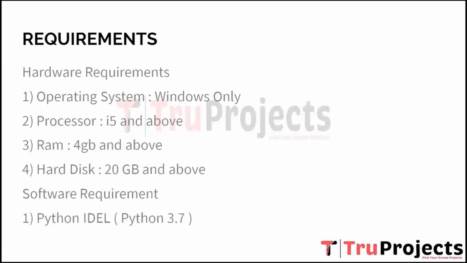So now coming to the requirements part, we have two types of requirements, that are hardware requirements and software requirements. In hardware requirements, operating system as Windows is required, processor i5 and above, minimum 4 GB of RAM is required, hard disk 20 GB and above. Coming to the software requirement part, Python IDLE, that is 3.7 version, is required.